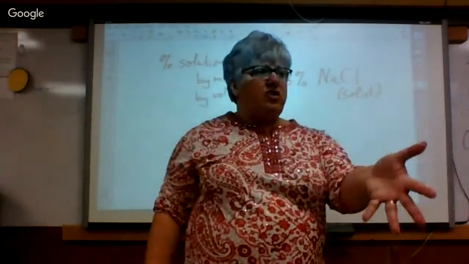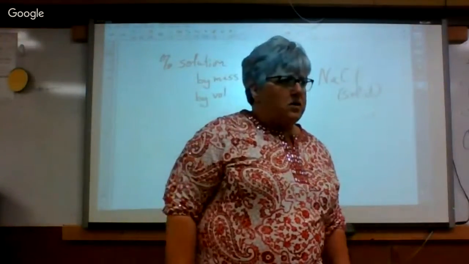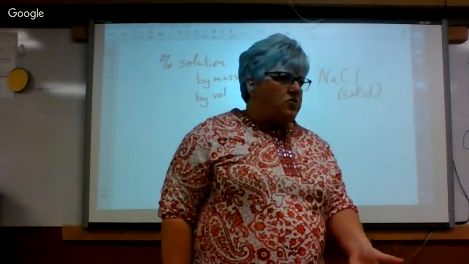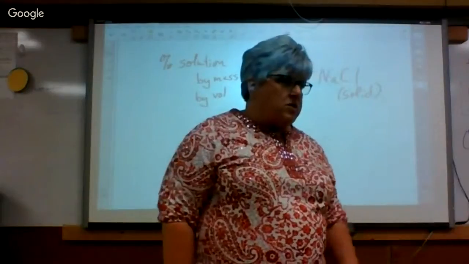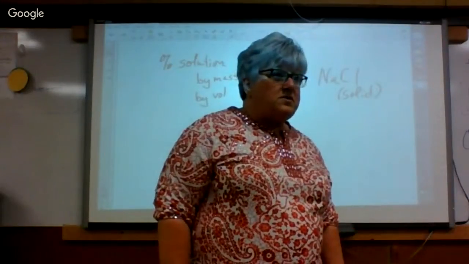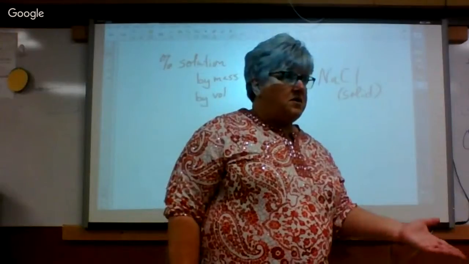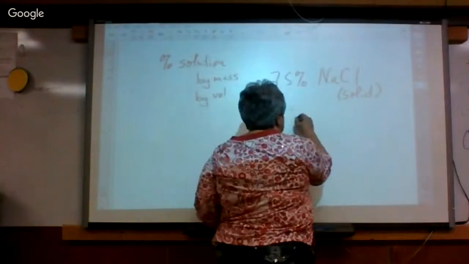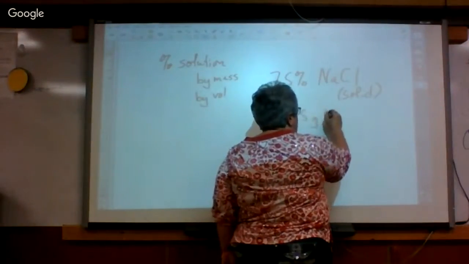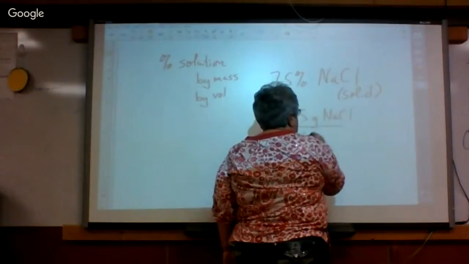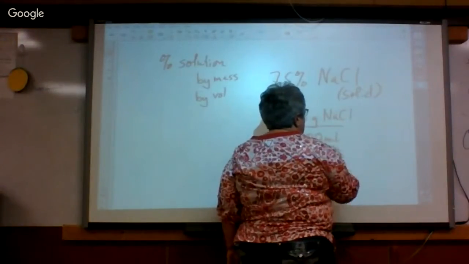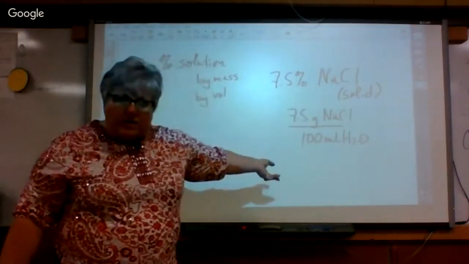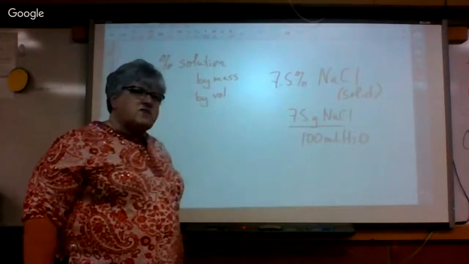Well, if you have 100 milliliters, in order to find something that's 7.5%, what do you need in 100 milliliters? It's straight percent. So 7.5% is 7.5 in 100, right? All you would do is take the 7.5 grams of sodium chloride in 100 milliliters of your water. Now, you might say, well, that's not grams. That's not 100 grams of water.